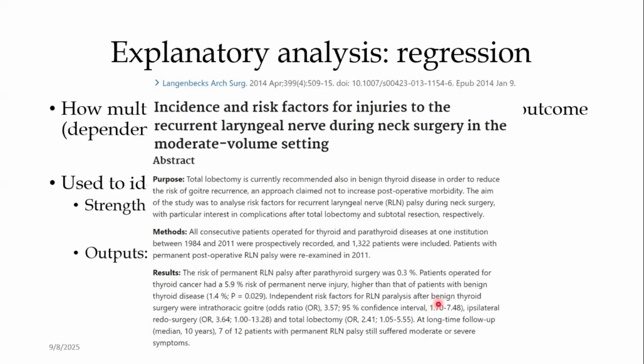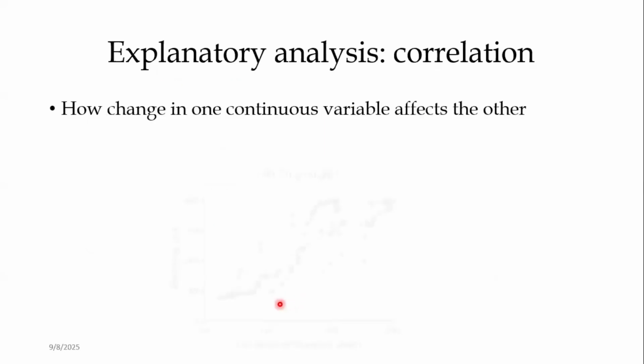those who had benign thyroid, for example, they're talking about independent risk factors for the nerve injury, were one, those who had intrathoracic goiter, those who had reduced surgery, those who had total lobectomy. So there are many other things that were considered, but considering everything else, only these ones remained as significant influencers of outcomes. This is what is referred to as regression analysis or explanatory analysis. A bit complex, but it's something that we need to keep in mind.